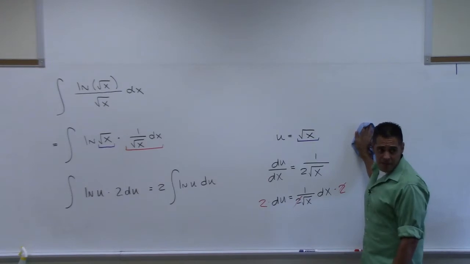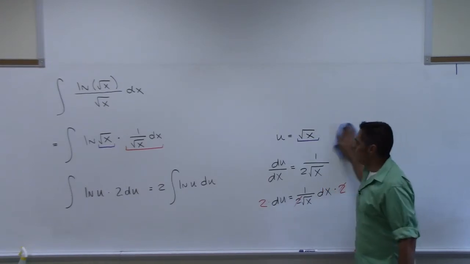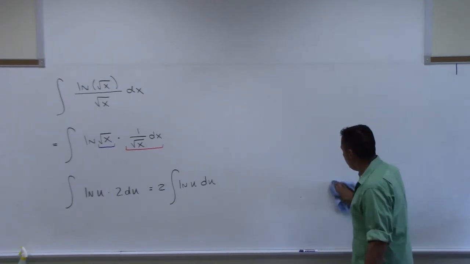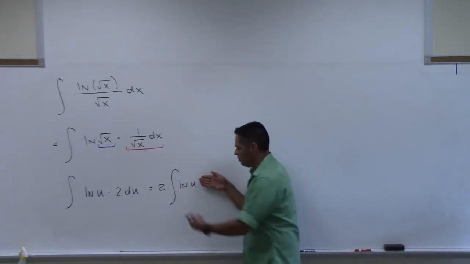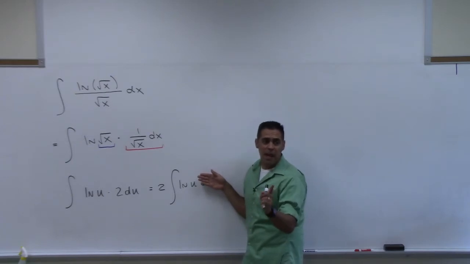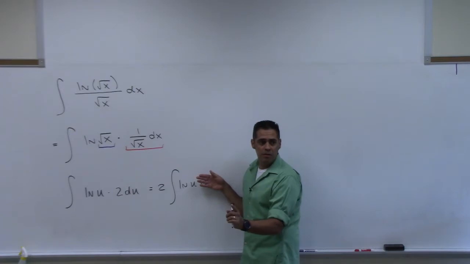Only constants can come out. Nothing with u or nothing with x can ever come out of an integral. So now you're left with this. Can you find the antiderivative of natural log of u? Now you can find the derivative. The derivative of that you know. But do you know its antiderivative? And you don't, do you?